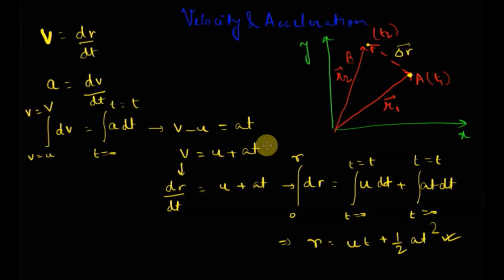So these two are important relationships, and if we use these two equations, we will get one more equation, which is v square minus u square is equal to 2 r into a. So this is the third important relationship.